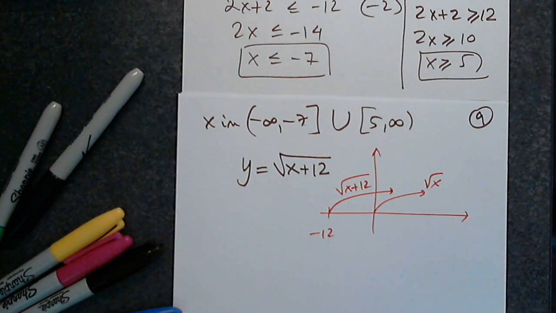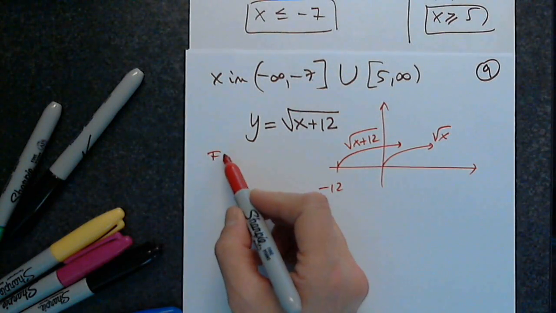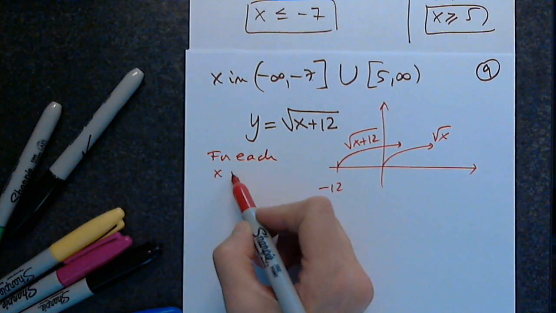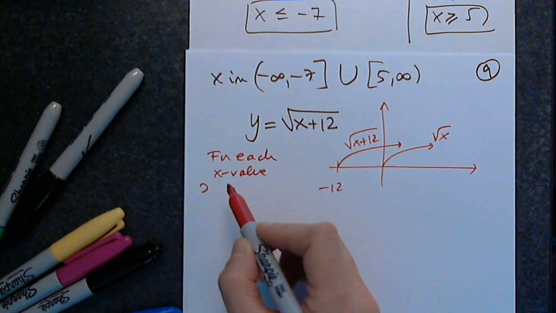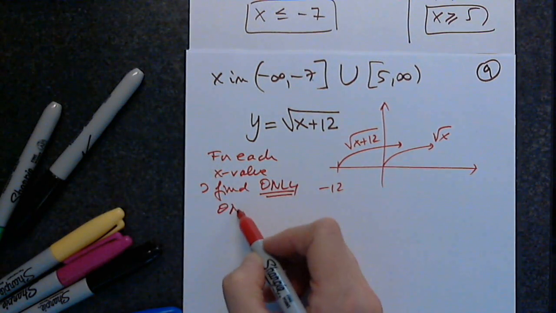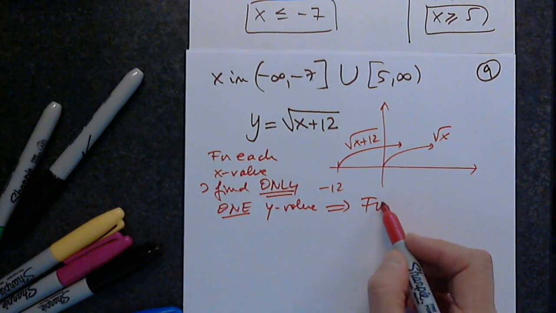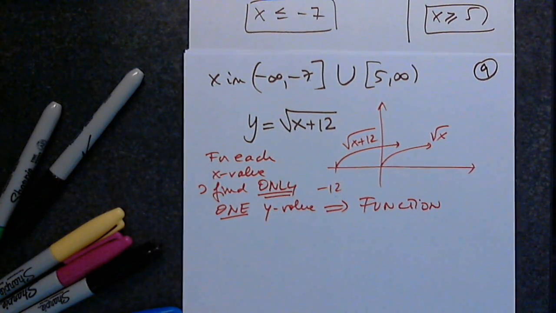By the vertical line test, is this a function or not? It is. Here's another way of writing it. I will say for each x value, I find only one y value. Therefore, function. But now, knowing transformations, you can picture everything much faster.